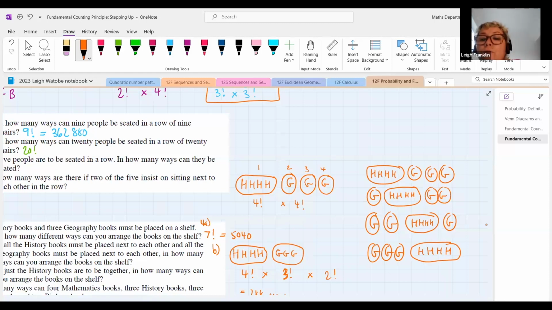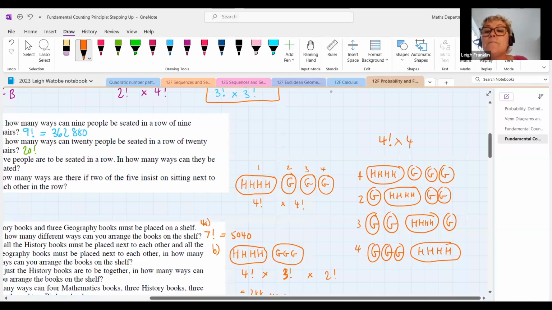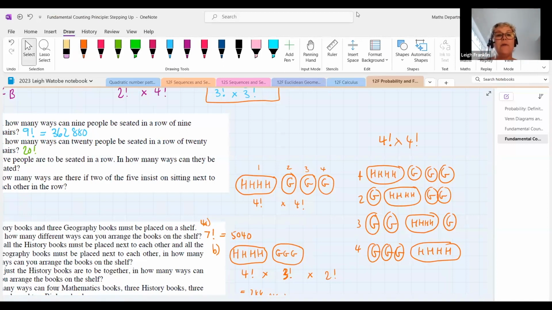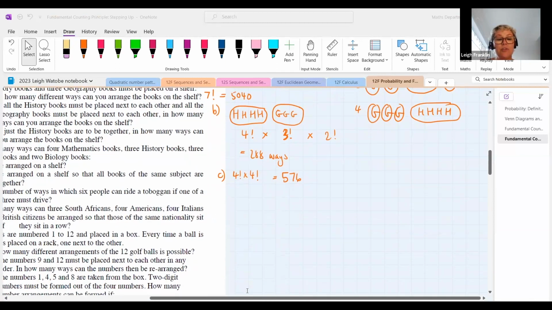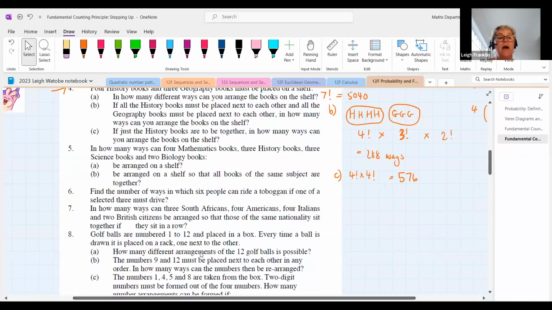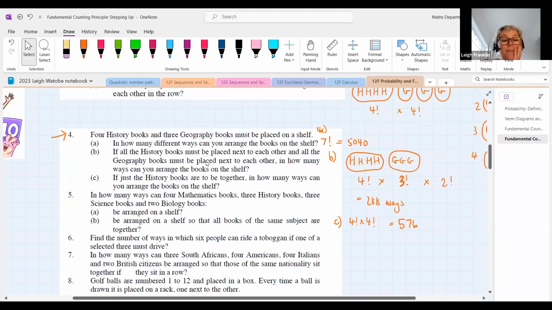Because there are 4 factorial ways that the history books can be together, by 1, 2, 3, 4 factorial ways in which they can be arranged with everybody else. Maybe your teachers have shown you that at school, where it slides down in a row like that. You see now. All right, that's fine. Sometimes just looking at it from a different perspective helps.